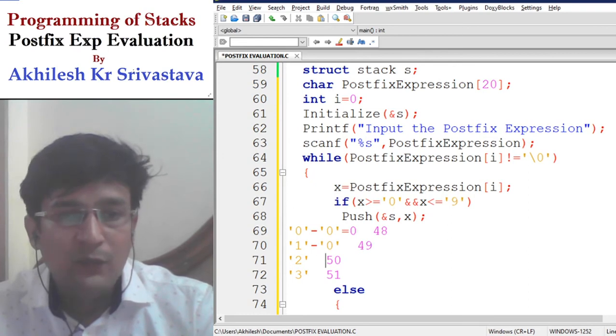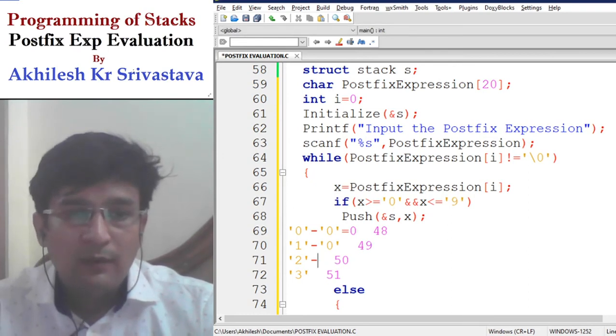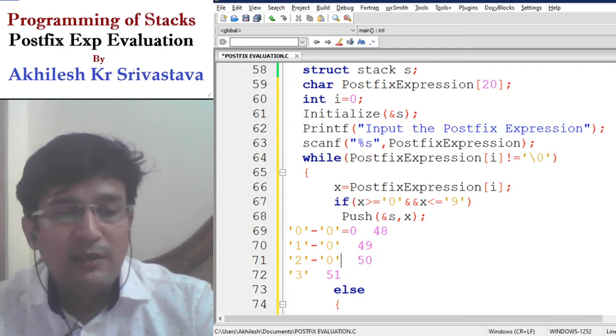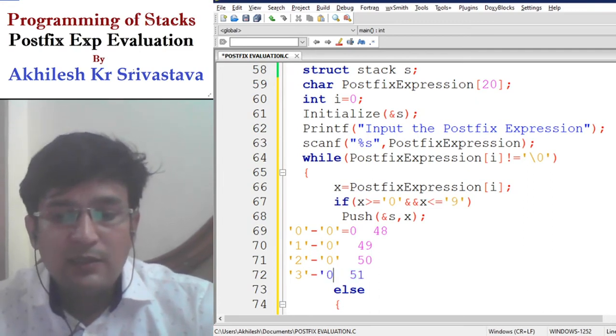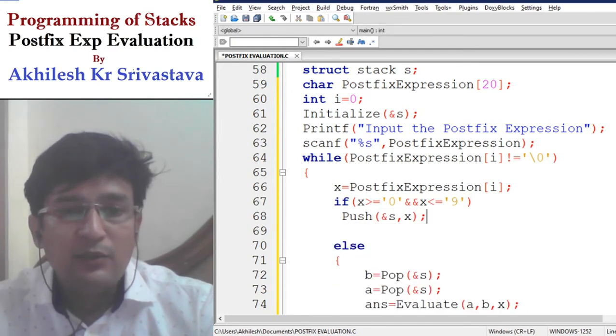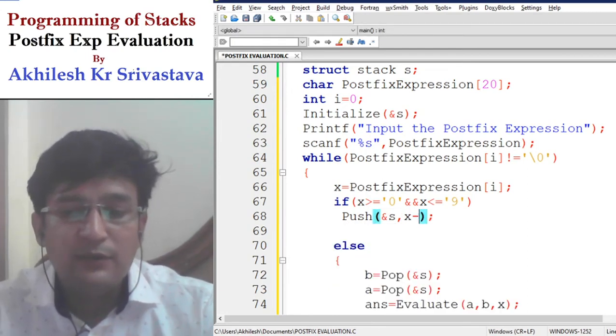Similarly, if I subtract the ASCII value of 0 from the ASCII value of 2, it means I am subtracting 48 from 50, I will get 2. Similarly, if I subtract the ASCII value of 0 from the ASCII value of 3, I subtract 48 from 51, I will get 3. So that means before pushing the item on the stack, I need to subtract the ASCII value of 0 from that.